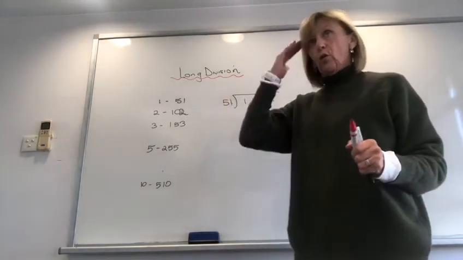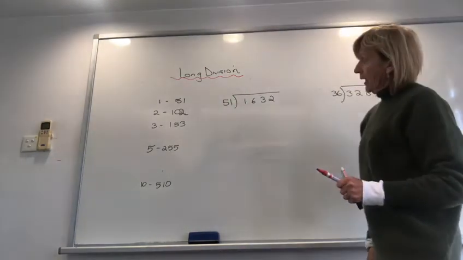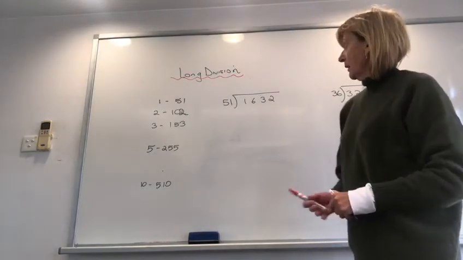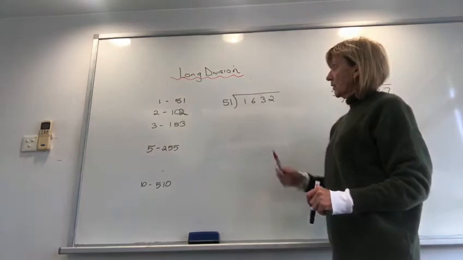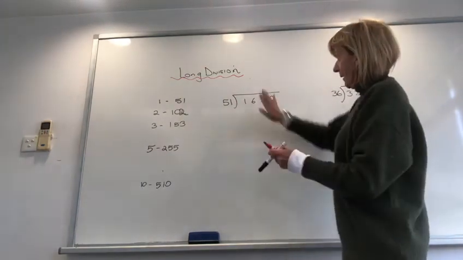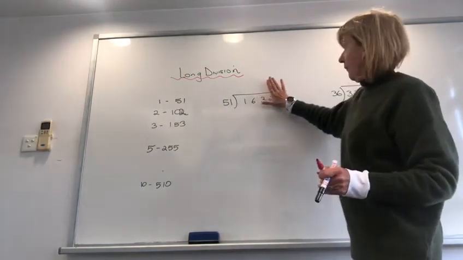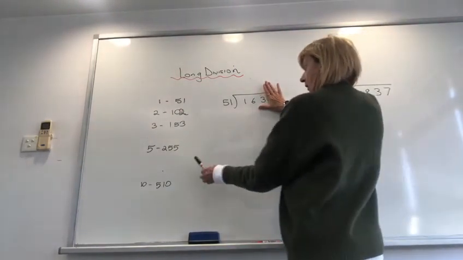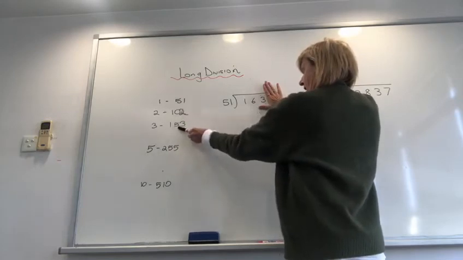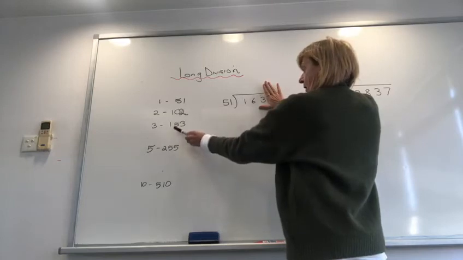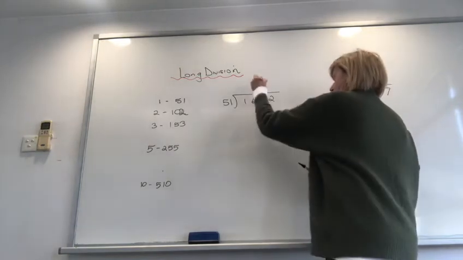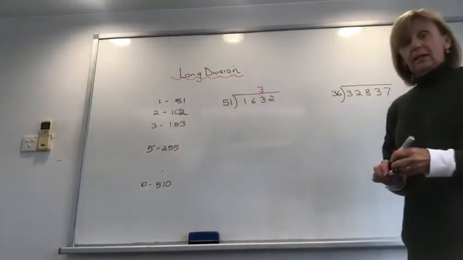Just like before you already knew in your head the 5 times tables, this is really the 51 times table, which most of us don't know. So let's go again. We go 51 into 1 doesn't go. 51 into 16 next, still doesn't go. 51 into 163, it will certainly go into it. So if I look down here, I've already got this 153 here. If I add another 51 to that, I'm going to be over 200. So 3 will be how many times 51 goes into 163.